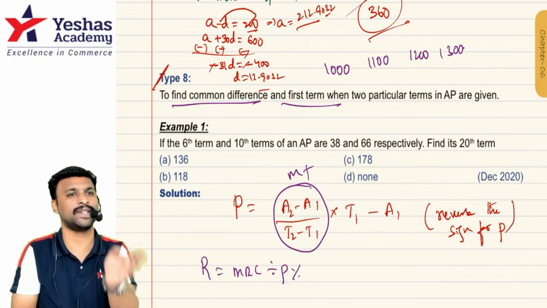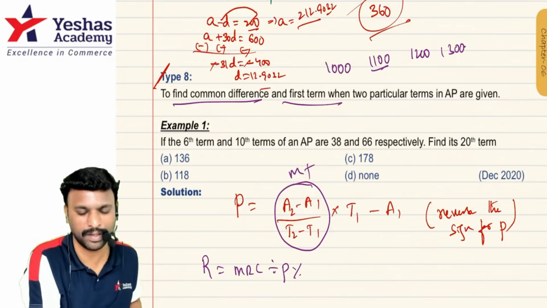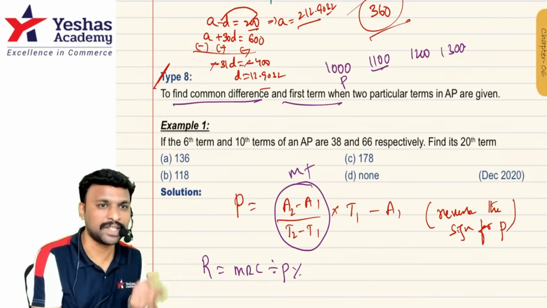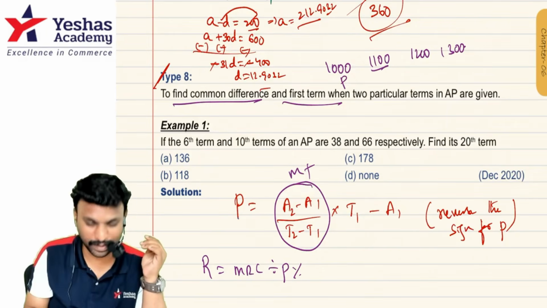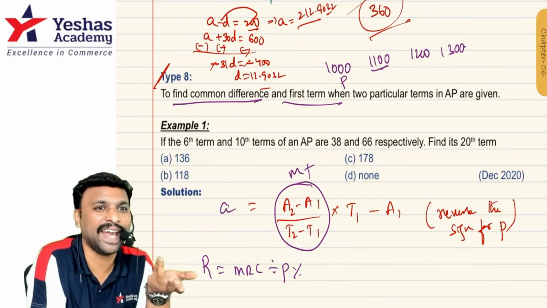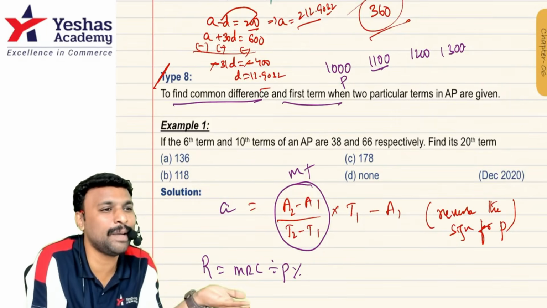You invested 1000 at 10% per annum. At the end of first year, you will have 1100 in your account. Don't you think this is a principal? The first amount itself is a principal, yes or no? So here, principal becomes what? In AP, what's the first term? A. P and A are one and the same. In SI, it was P. In AP, it becomes A.